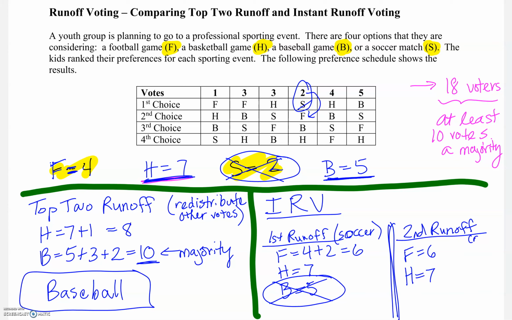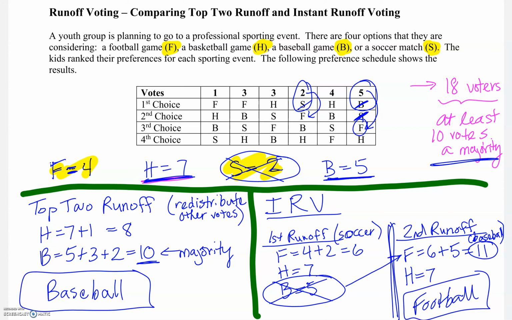So we're going to redistribute the baseball votes. When we look at those baseball votes, they were right here in the very last column. Those 5 people all voted for baseball. If baseball doesn't exist, they would go to soccer, but soccer doesn't exist anymore. So the next option down would be football. So those 5 votes from baseball actually end up going to football, and football gets 11 votes, which now is a majority. Remember, you need 10 or more to make a majority. So in this case, football wins.